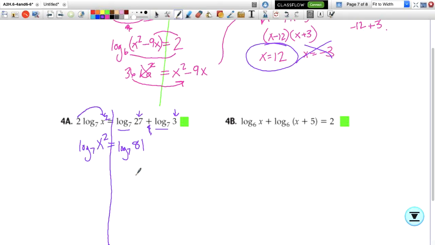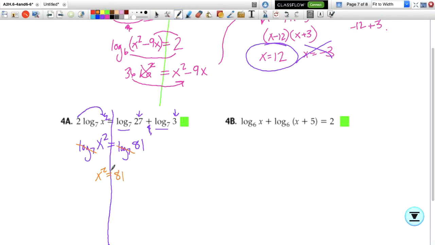So I technically could rewrite this in exponential form, but there's an even cooler property that we haven't really covered yet. It's kind of like what we had when we were doing square roots. It's kind of like what we do with exponents. If you have the same log with the same base on both sides, and that's the only thing you have on both sides, your log with that same base cancels. And you're just left with x squared equals 81.